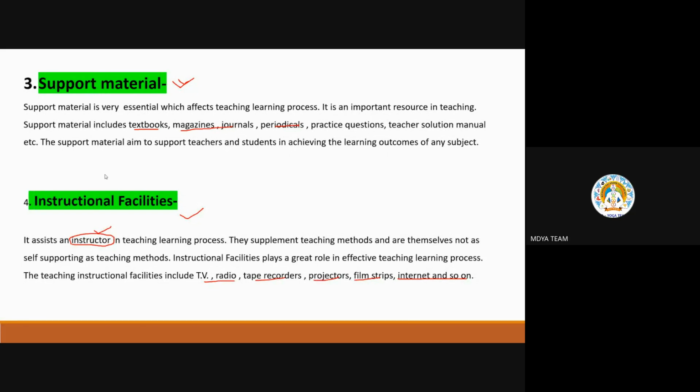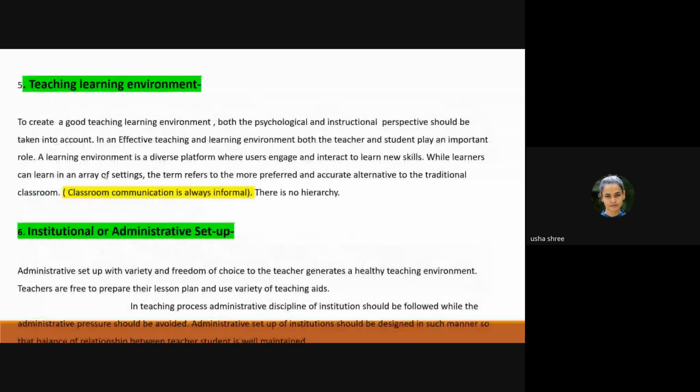Statement one is wrong and second is correct, okay? So assertion reason type questions can also be there from this topic. Should we move to the next? Yes, ma'am. Teaching learning environment. To create a good teaching learning environment, both the psychological and instructional perspective should be taken into account. In an effective teaching and learning environment, both the teacher and the student play an important role. I have explained how the teacher and the student both are important in maintaining the environment of the class, okay?